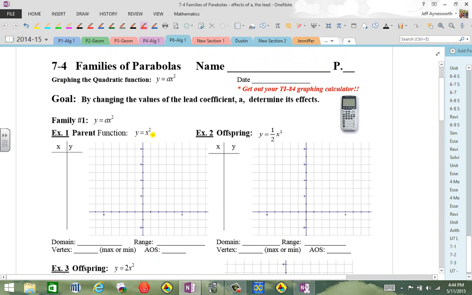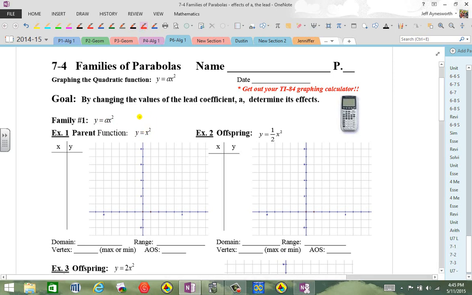Later on, we'll figure out what the effects of h and k are, and we'll talk about something called vertex form in future lessons. So this is one of a series of lessons. We're going to take a look at what happens as you change the value of a. Now, we're going to call the parent function y equals x squared, where a is 1.